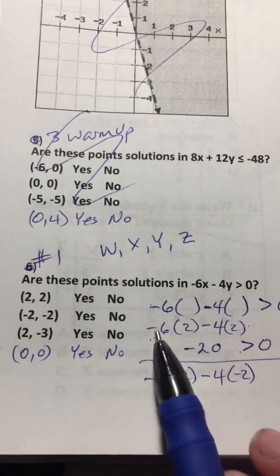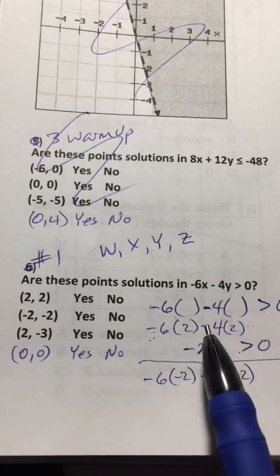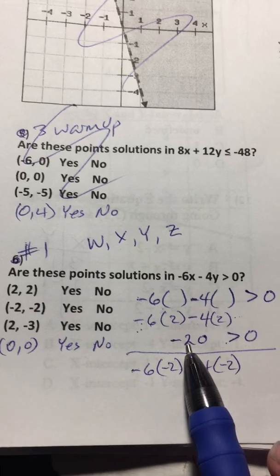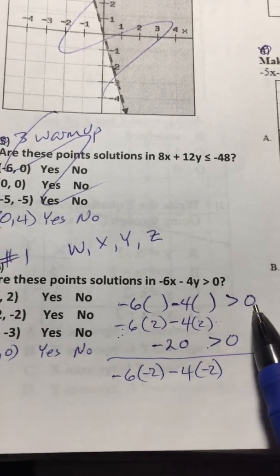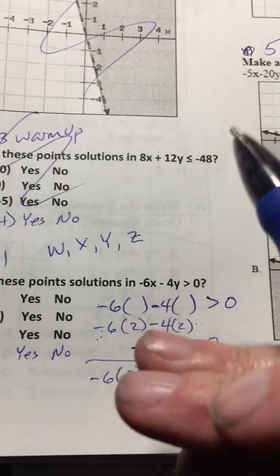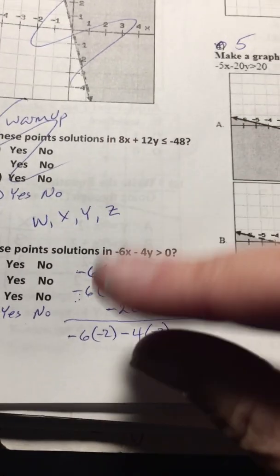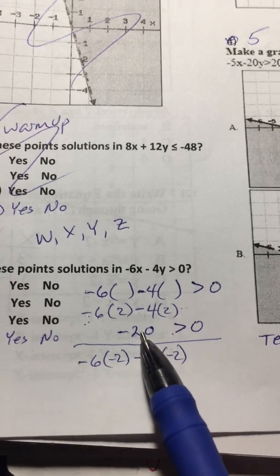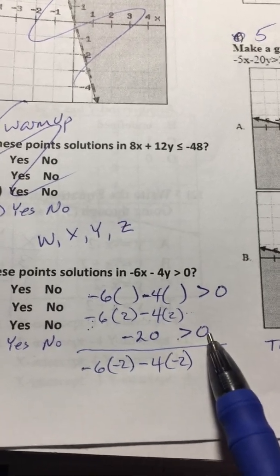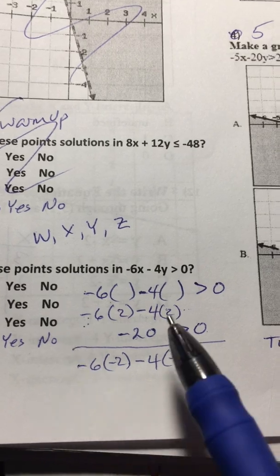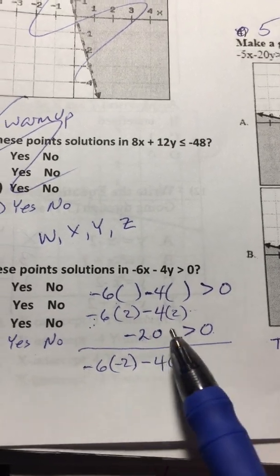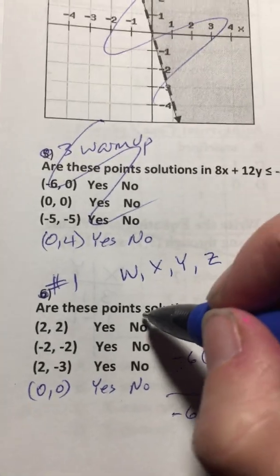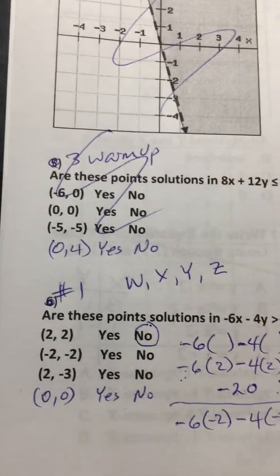So negative key, 6 parentheses 2, close the parentheses, subtract 4 parentheses 2 and close it. It will tell you the side is negative 20. So we have negative 20 and then greater than 0. So remember, the mouth is eating the bigger one. So it's eating the negative 20, which is saying the negative 20 is the bigger one. Is negative 20 bigger than 0? No, negative 20 is to the left of 0 on the number line, so it is not bigger. It is smaller. So this is false. So since it's false, you're going to circle no on this one, right? There's my no. All right.